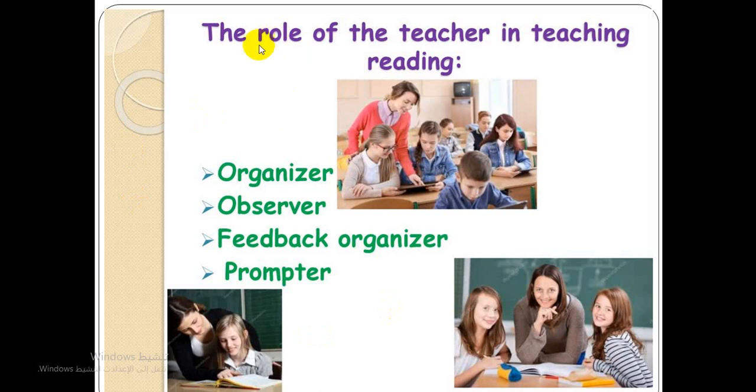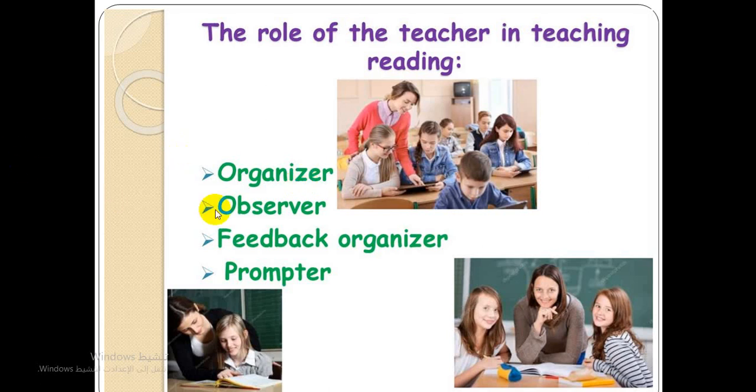What is the role of the teacher in teaching reading? Here, the role of the teacher in teaching reading is as an organizer. This means that we as teachers need to tell our students exactly what their reading purpose is and give them clear instruction about how to achieve it and how long they have to do it.